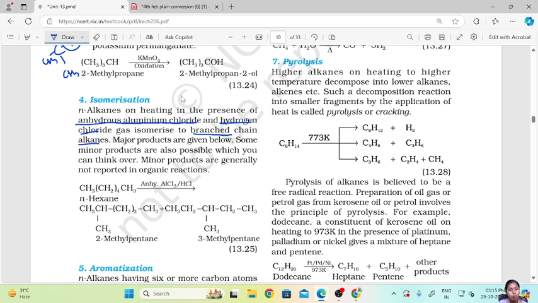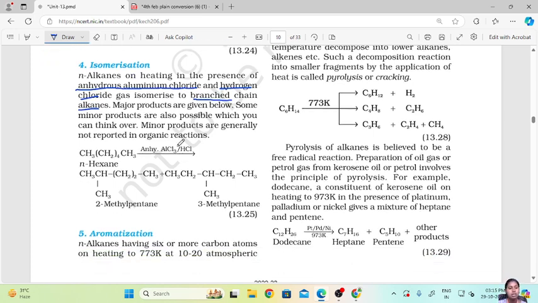Now major products are given below. In this condition you get two products, one major and one minor product. Now major products we usually write. In organic reactions, minor products we generally do not report. We report all the major products. Okay, so this is one example.